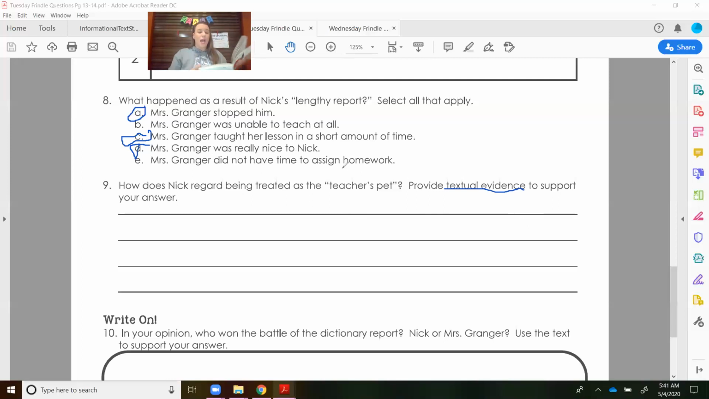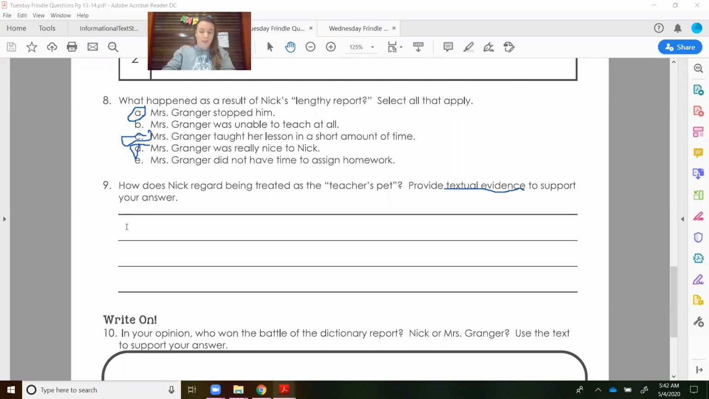So on page 29, this is where he says his reputation was in great danger because she was treating him like a teacher's pet. So I'm going to put down, it's the second paragraph on page 29. So this is what I wrote down. And you should write in a complete sentence too. It shouldn't just be like, he didn't like it. Remember, if he didn't like it, you need to show me how do you know he didn't like it. Give me that text evidence.